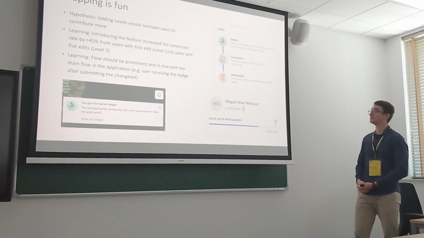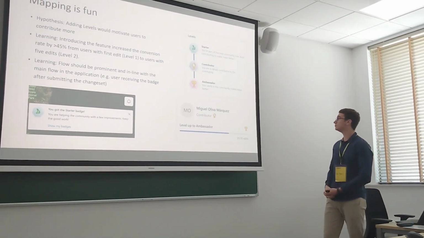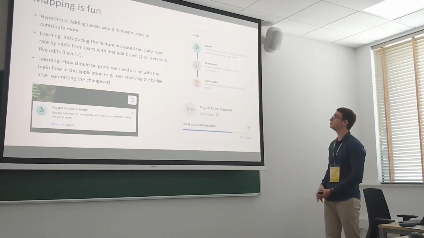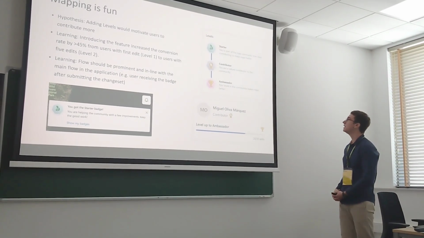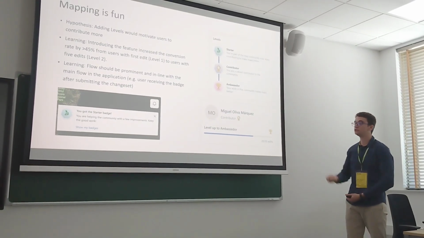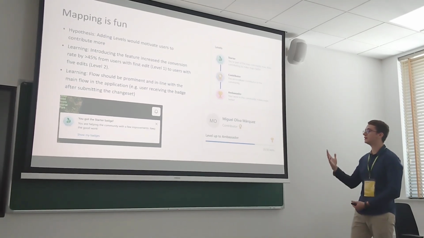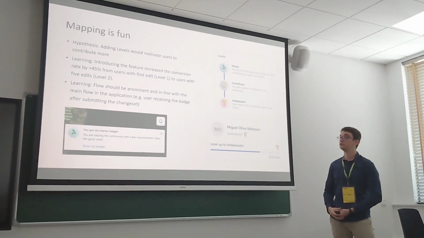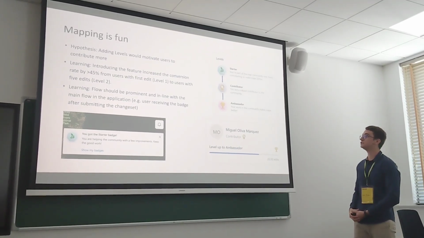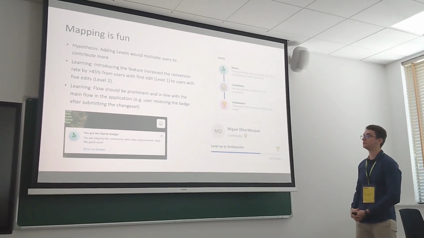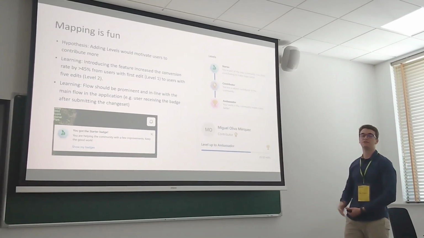Mapping is fun. This is a solution principle we tried to implement. The way we did it is we introduced these levels. This is a really simplified version of what we did. After someone contributes, we would give them a badge, and the badge reflects how much they're helping the community. Our learning was that introducing this feature increased the conversion rate by 45% from users with a first edit to users with 5 edits, for example.